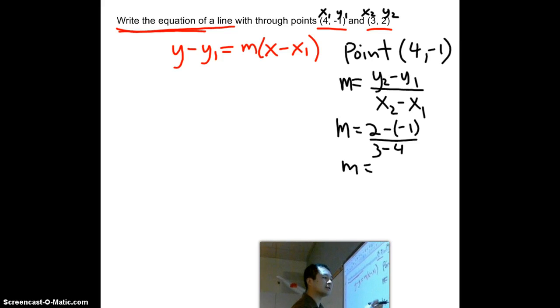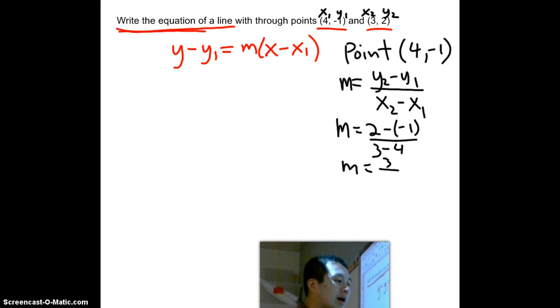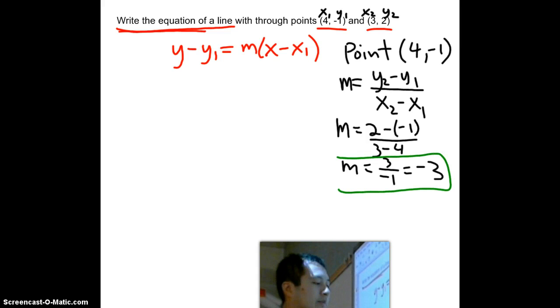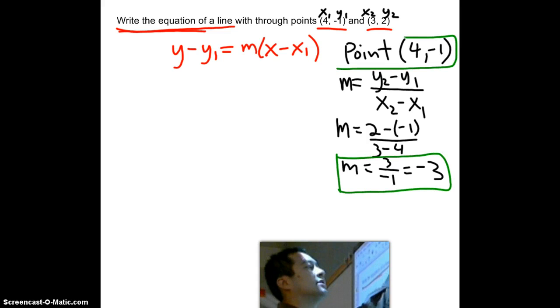M equals, the top looks like 2 plus 1 is 3. The bottom is negative 1. My slope is negative 3. So to write the equation of a line, I need two things, a point and a slope. Here's my slope. Here's my point. Now, all I've got to do is plug them in, and I'm done.